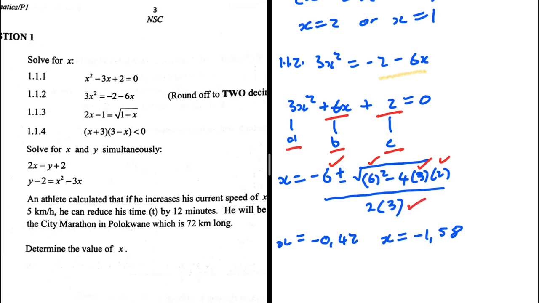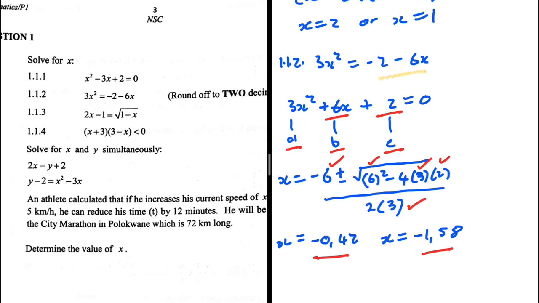And then let me just put it in the calculator one more time. We want to make sure that we don't make any mistake here. Okay, I'm still getting the same answers: minus 0.42 and minus 1.58. But I can always substitute them back into this equation and see if I'm going to get 0. So 3 multiplied by minus 0.42 squared plus 6 multiplied by minus 0.42 plus 2. Does that give me 0? That gives me 0.0092. So obviously, because I have rounded off, it's not going to give me exactly 0. But I'm quite happy with that answer.